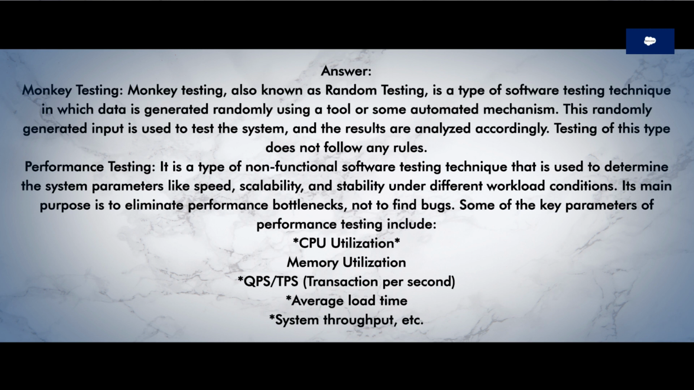Performance testing. It is a type of non-functional software testing technique that is used to determine the system parameters like speed, scalability, and stability under different workload conditions. Its main purpose is to eliminate performance bottlenecks, not to find bugs. Some of the key parameters of performance testing include CPU utilization, memory utilization, QPS, TPS, transactions per second, average load time, system throughput, etc.